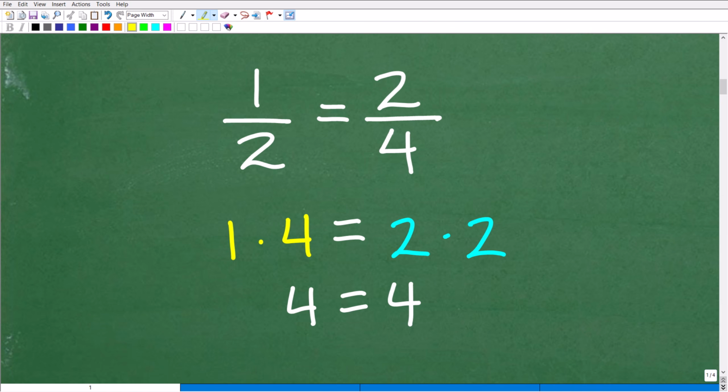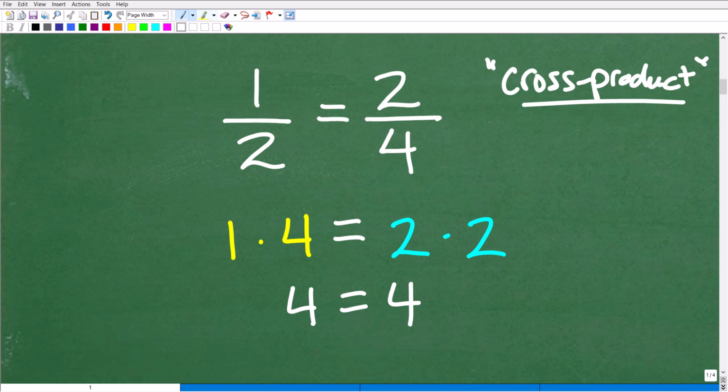Now, the main idea when you have a proportion is something called the cross product. This is a property of proportions. There are other properties, but if you remember the cross product, you'll be able to do 99.9% of proportion problems. Let me write that out here real quick. The cross product is exactly what it says. You find the product diagonally, crosswise. So 1 times 4 is equal to 2 times 2. When you have a proportion, the cross products are equal.